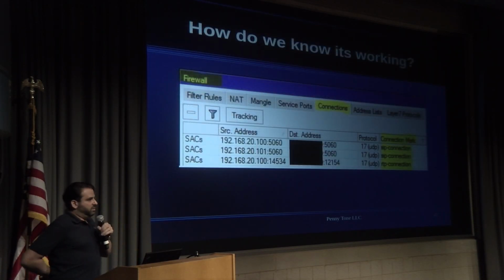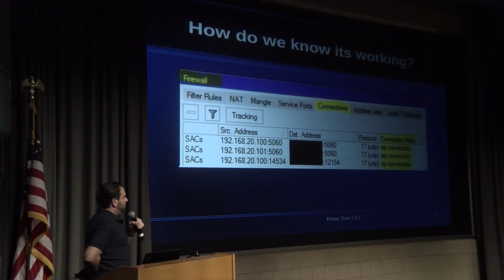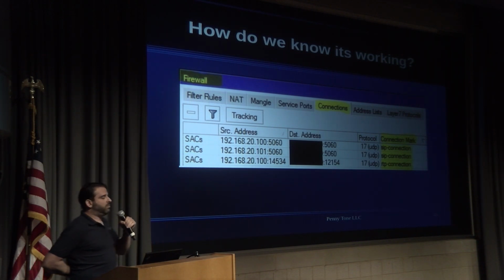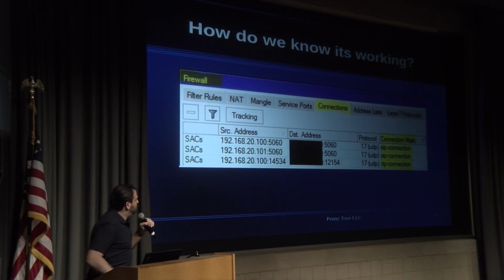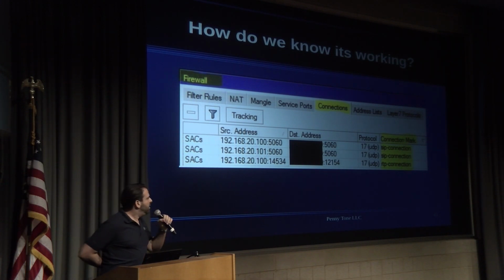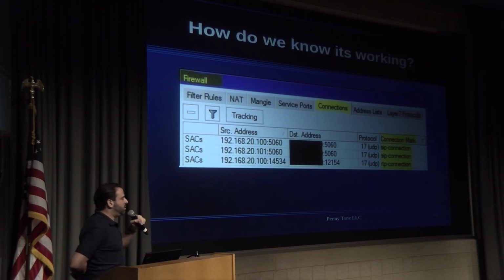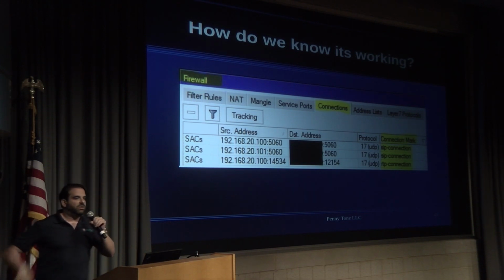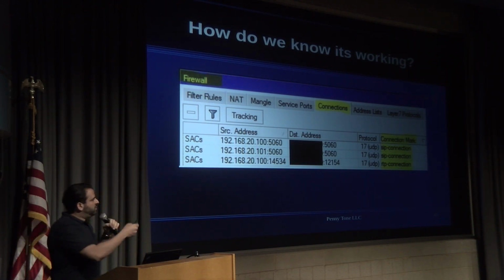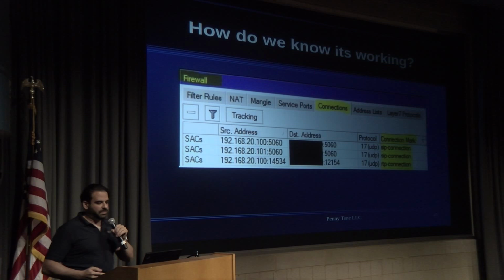So how do we know this is actually working? Well, it's always good to check your work. The first thing we do is we go over to firewall, we go to IP firewall connections. And here's your connection tracker in MikroTik. So if you see over here, we have a couple of connections. And if you see all the way on the right, under connection mark, you see SIP connection for 2 of them and 1 RTP connection. So we know that the connection marks are now working because it shows up in your connection tracker.